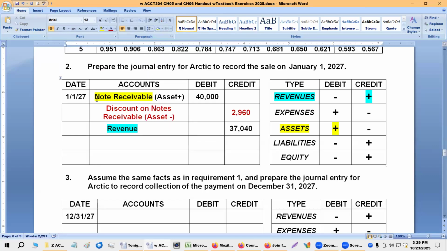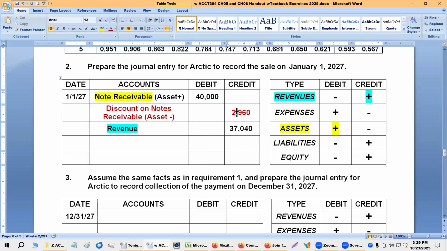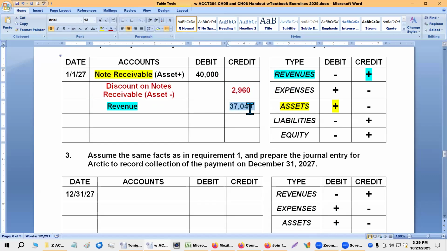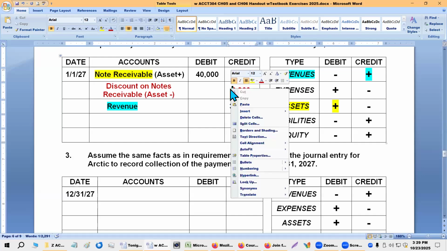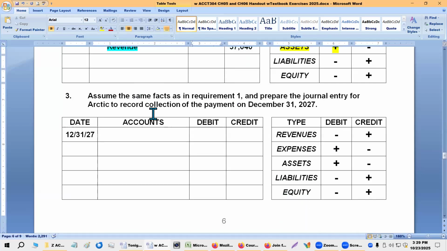Question on this one? So here's what this will be showing on the balance sheet on January 1st. If we made a balance sheet on January 1st, it would show notes receivable of 40,000 minus 2,960. So it would show this as our actual notes receivable. We hadn't earned any interest by that point.